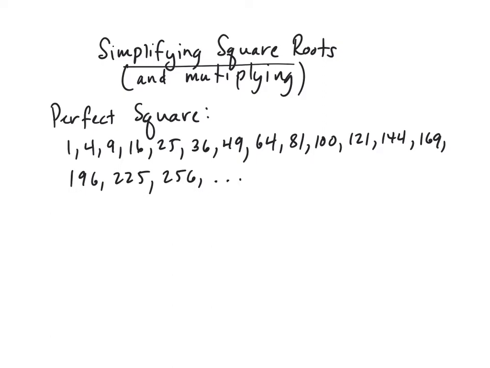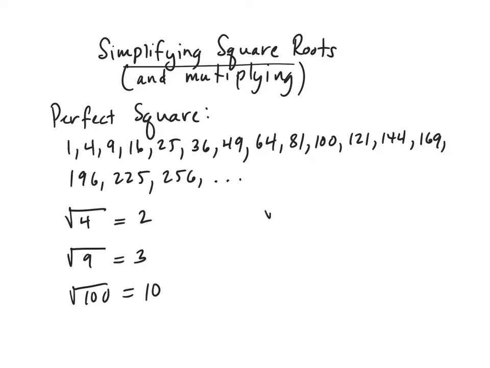Any of these numbers, if we get a square root containing them, like the square root of 4, we know that any number times itself is a perfect square, and the square root of 4 is 2, because 2 times 2 is 4. The square root of 9 is 3. The square root of 100 is 10.